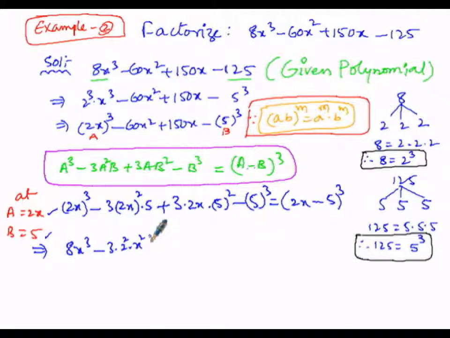Here I utilize (ab) whole power m is equal to a power m into b power m. So 2 power 2 into x power 2 into 5 is written as it is. So plus 3 into 2x written as it is. Then 5 square, 5 is repeatedly multiplied twice, 5 fives are 25, minus 5 cube. So 5 cube value is 125.